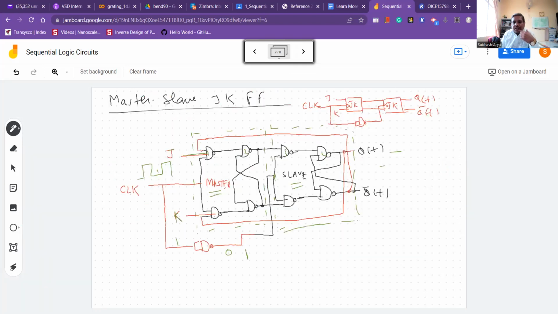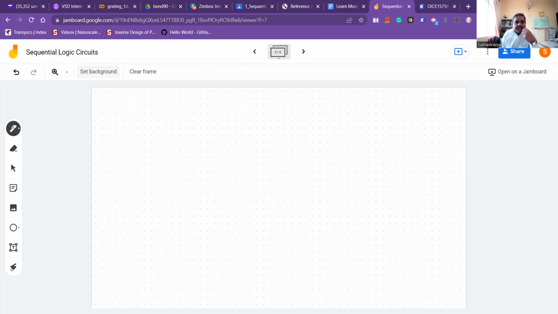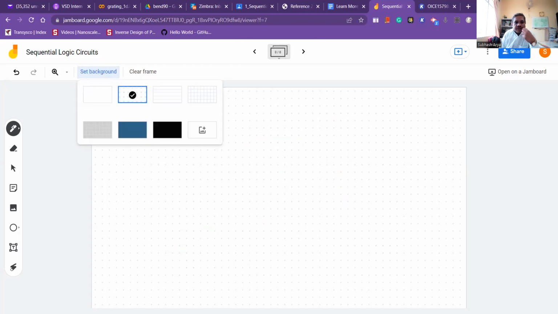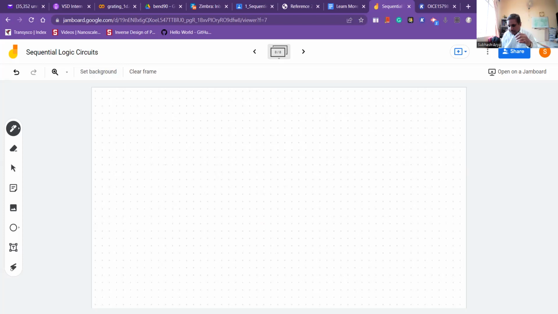Now, after that, we came to know how to solve this toggling race around condition in the JK flip-flop using master slave JK flip-flop. Then yesterday in our physical mode class, we could learn the excitation table of the JK flip-flop and how to design a 2-bit synchronous counter.